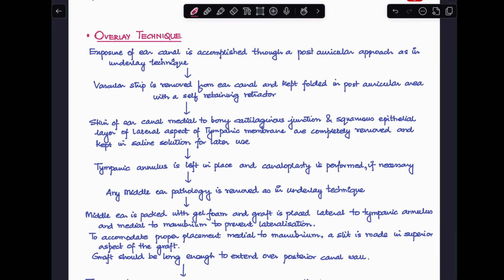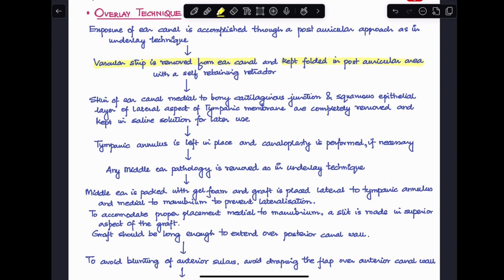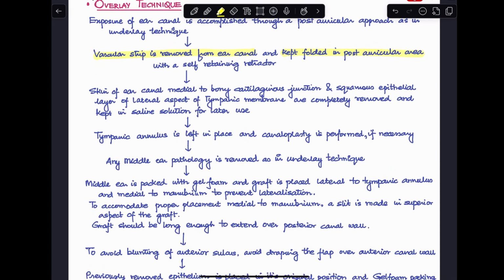Here, you expose the ear canal through a similar process like that discussed above in the underlay technique through a postauricular approach. A vascular strip is removed from the ear canal and it is kept folded in the postauricular area with the help of a self-retaining retractor. Same thing. Next, the part where it is different is the skin of the ear canal medial to the bony cartilaginous junction and squamous epithelial layer of the lateral aspect of tympanic membrane. These are completely removed and kept in saline solution for later.